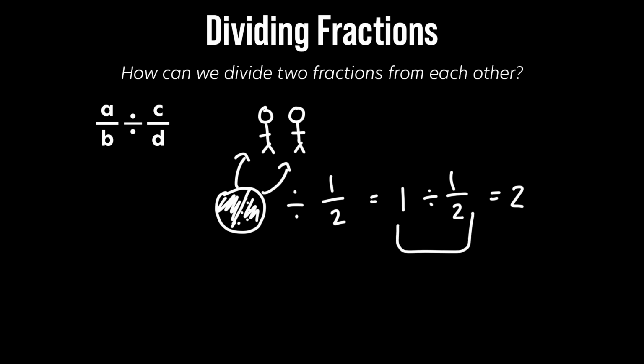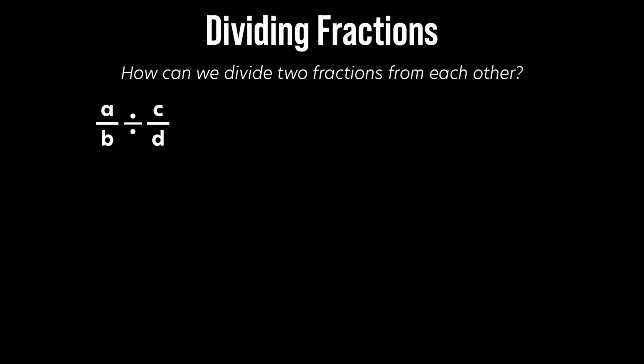So how do we go from 1 divided by 1/2 is equal to 2? That's where we get into this property here. The property is A over B divided by C over D is equal to A over B times D over C. And this would be equal to A times D over B times C. Why would this be the case?